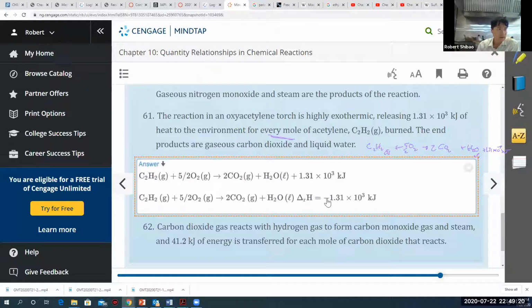They write it as a product. Now, delta H here is minus, but the product isn't negative heat. The product is positive heat. This negative just means it's on the right side rather than the left side. I mean, it's being released, that's it.